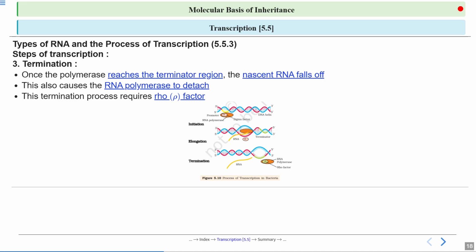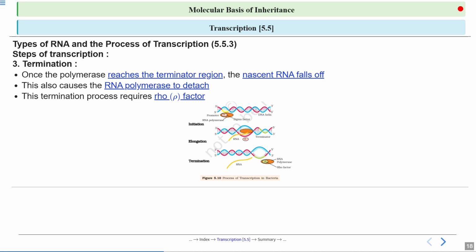So these are the 3 steps of transcription in prokaryotes. First is initiation, then elongation, then termination. What happened in the initiation part? The RNA polymerase, which has this sigma factor, is going to bind to the promoter region. Once it binds to the promoter region, then the elongation part will start.